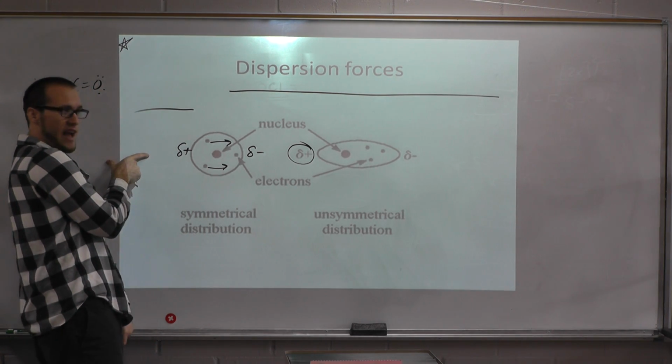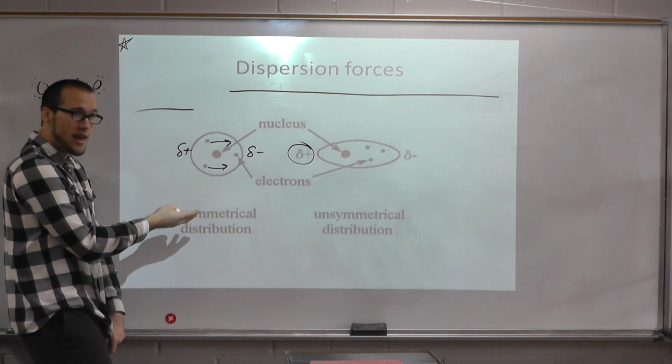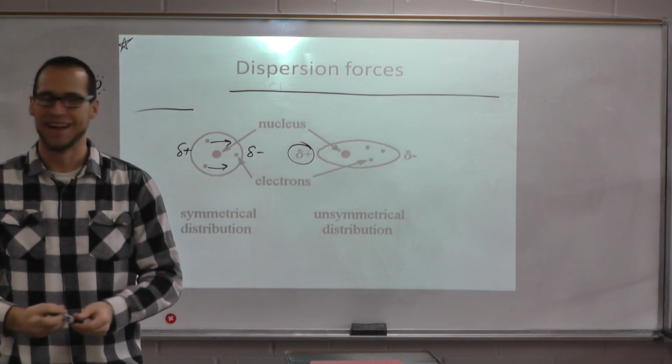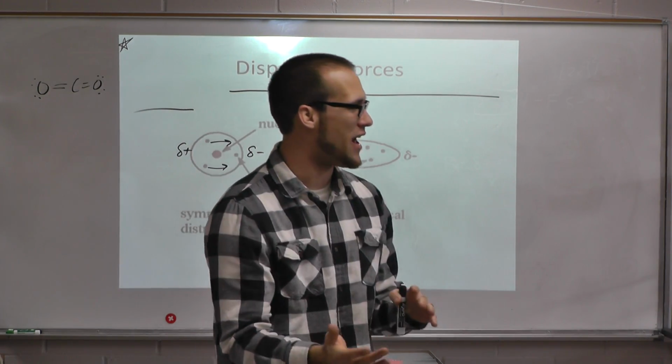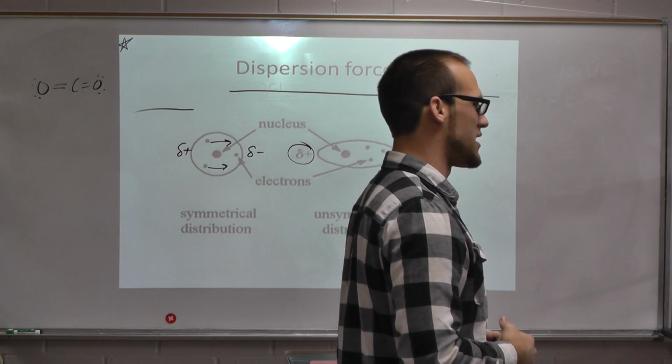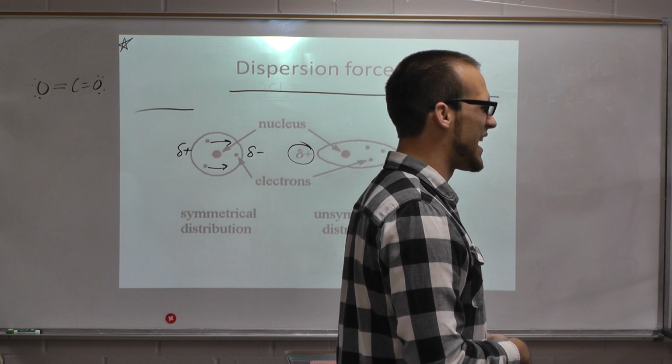Well, what's going to happen to the other guy over here? It's going to be the same thing. And the other guy over there, the same thing. So what ends up happening is you create this domino effect where now polarity is created due to a random shift of electrons in one guy.